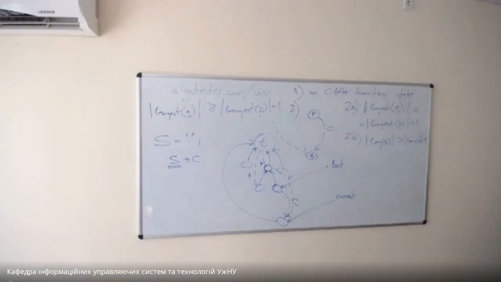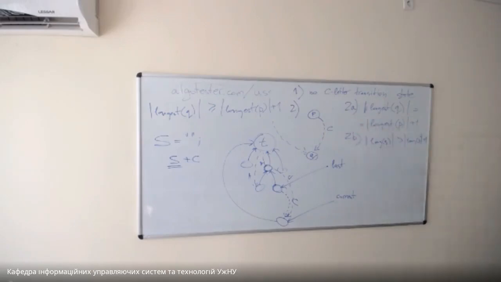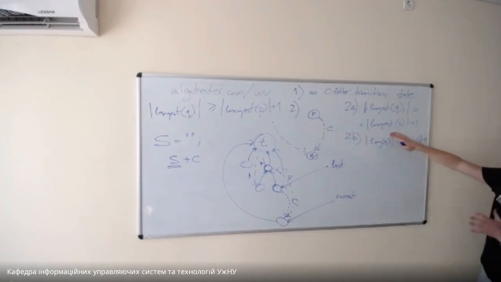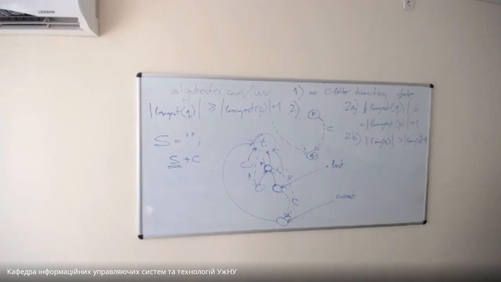So if they are equal, what can we do? It's exactly what we need. The equivalence class where the size of the longest representative is exactly the size of the longest P plus 1. That's what we need. And the last thing that we have to do is to assign a suffix link.